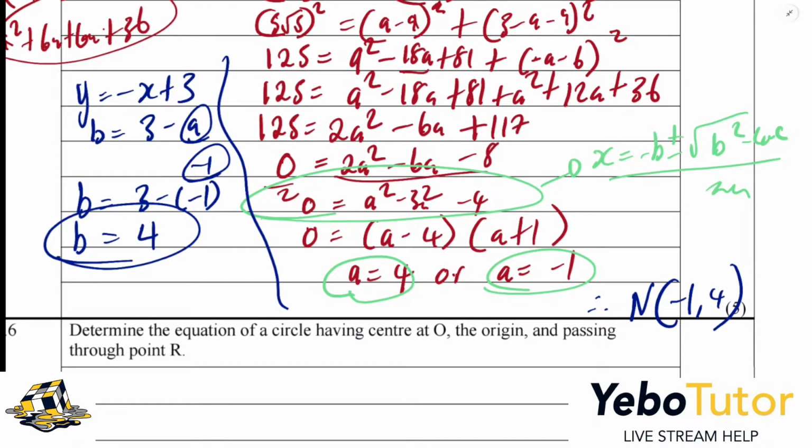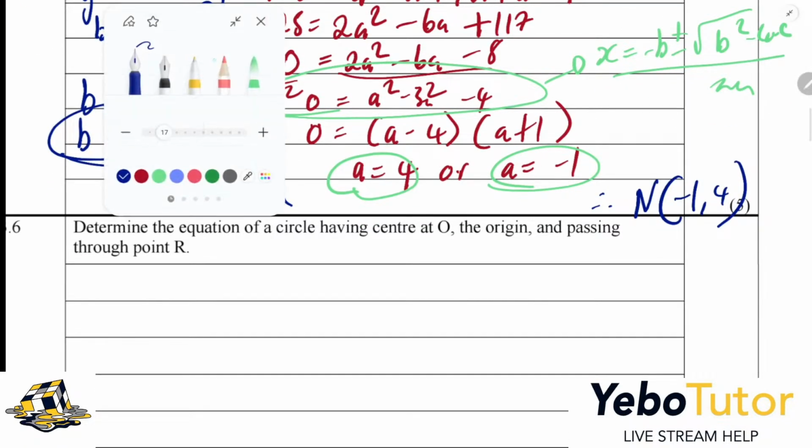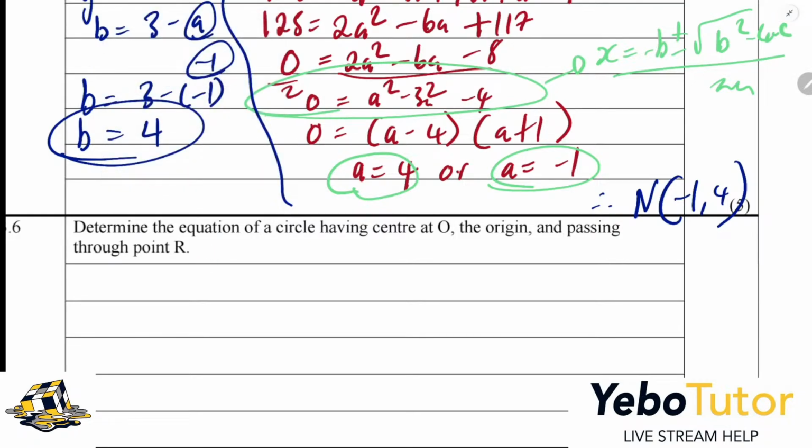Now let's look at 3.6, because we are writing this as a test, guys, so we need to be prompt when it comes to time. We need to make sure that we are on par with what we are doing. Now, determine the equation of the circle centered at O, the origin, and passing through point R. That's easy already, because we can find the coordinates of R.